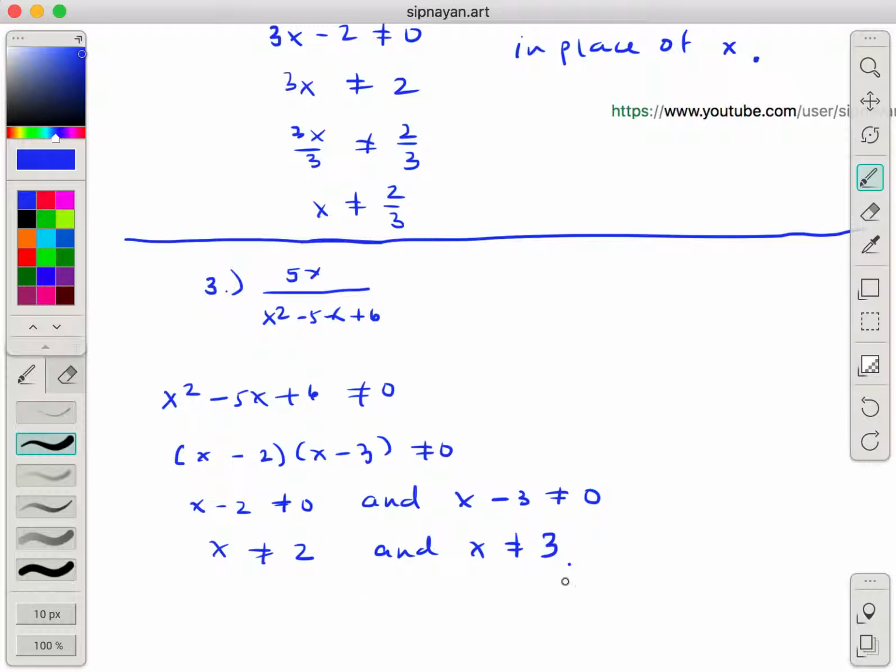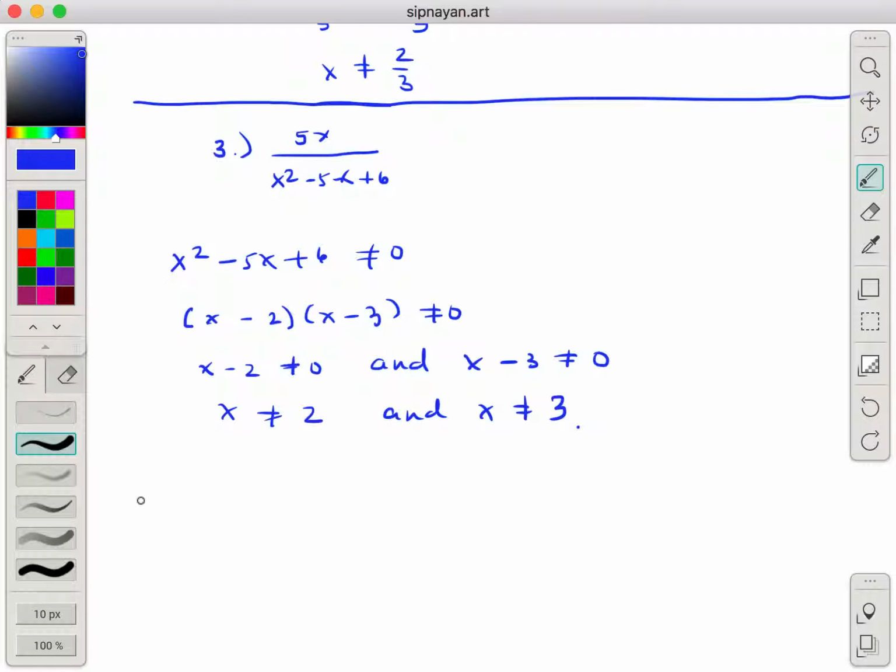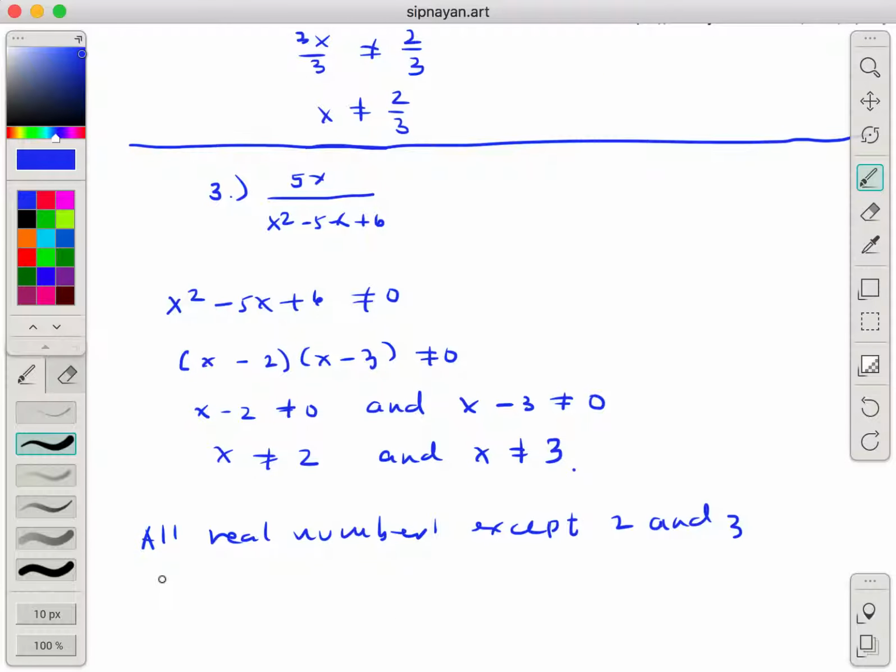Okay, so that is our restriction here. It cannot be 2 because if it becomes 2, this becomes 0. So 0 times a certain number here is 0. If x is 3, 3 minus 3 is 0, and times any number here, it becomes 0. So both must not be 0, that's why there is an and. And of course, it means all real numbers except 2 and 3 can be used in place of x. 2 is not allowed and 3 is also not allowed.